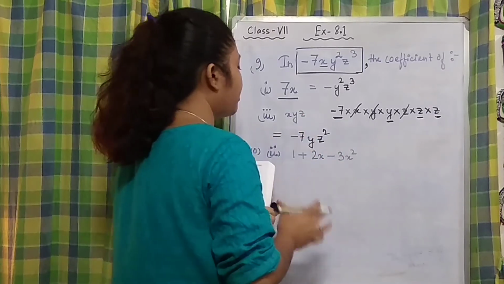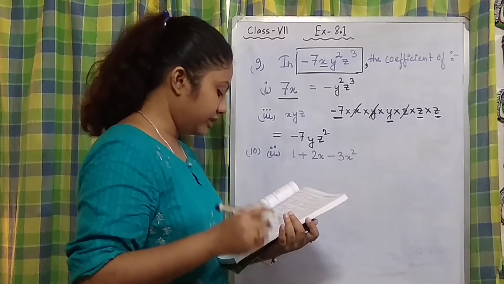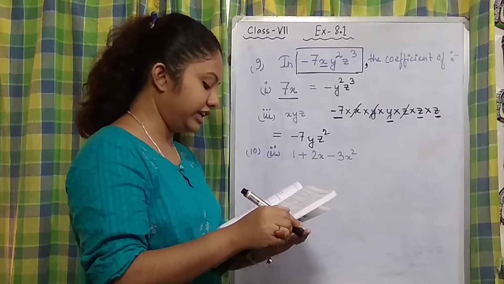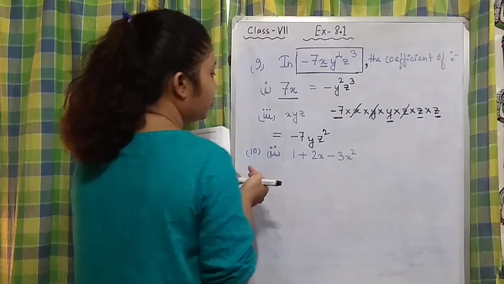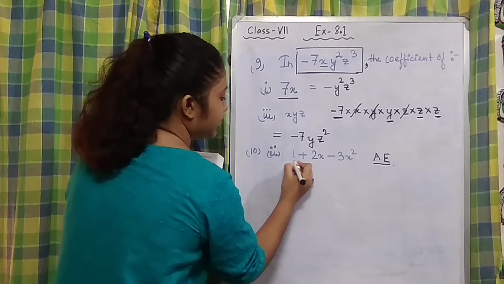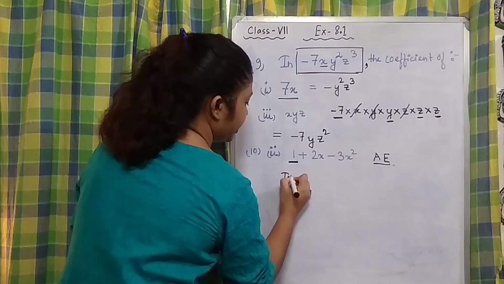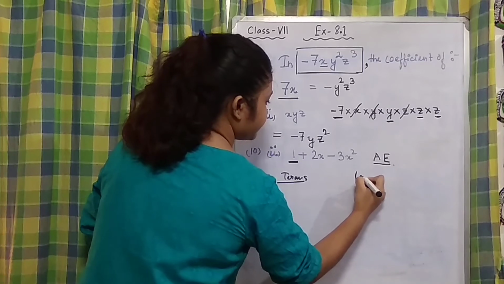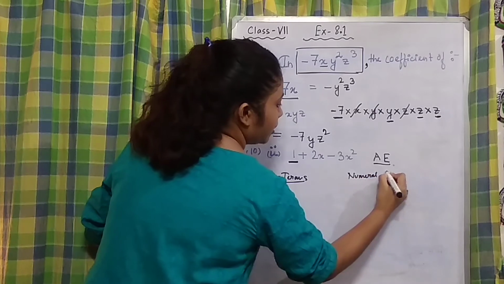Now coming to the last sum of today, sum number 10. Here they have said: identify the terms and write the numeral coefficient in each of the following algebraic expressions, other than the constants. Now this is an algebraic expression we know. From here, this is the constant, so we are not going to consider that. So first we need to write down the terms and then the numeral coefficients.